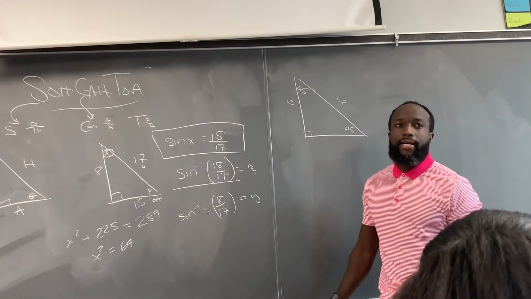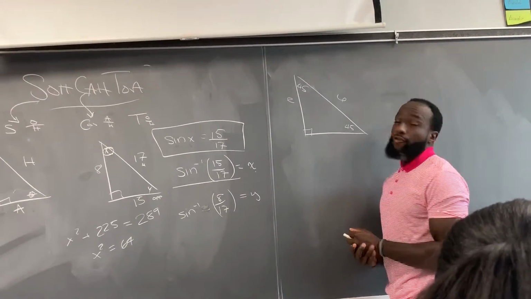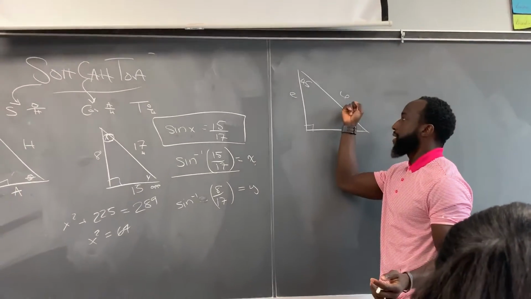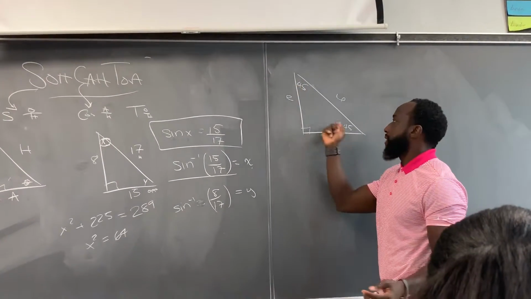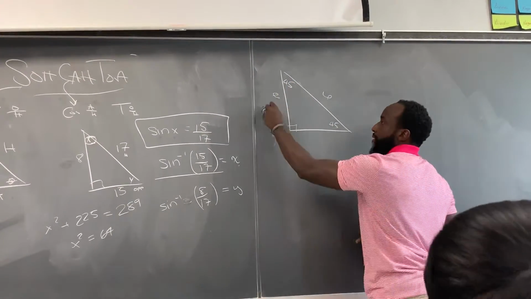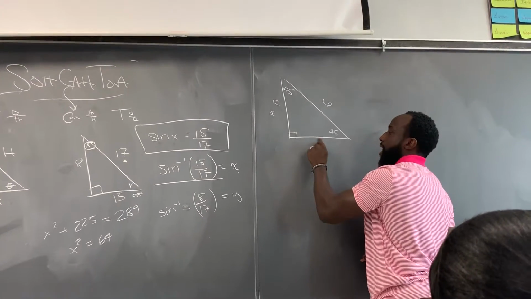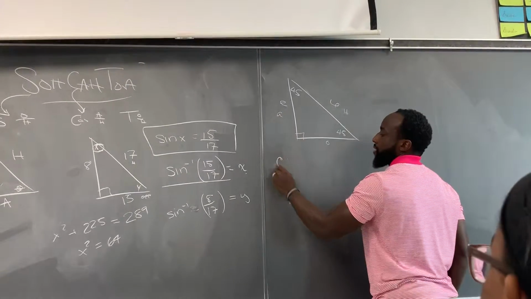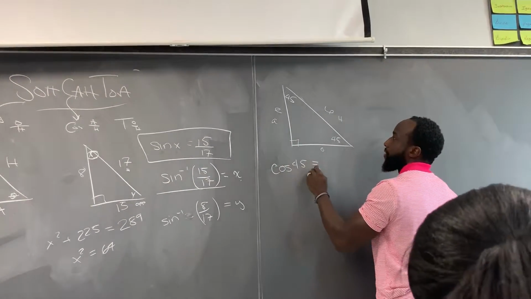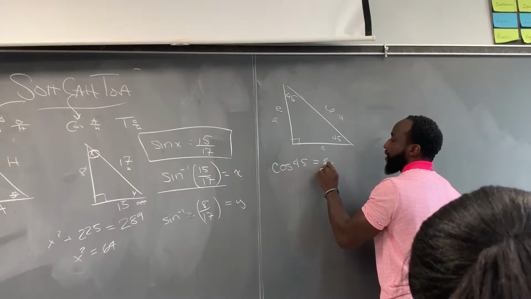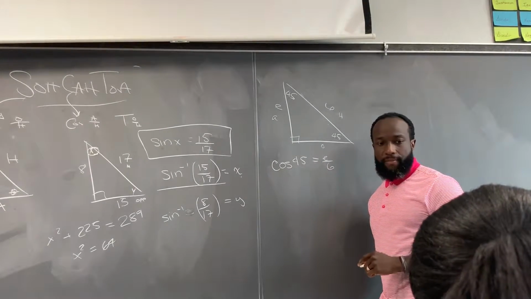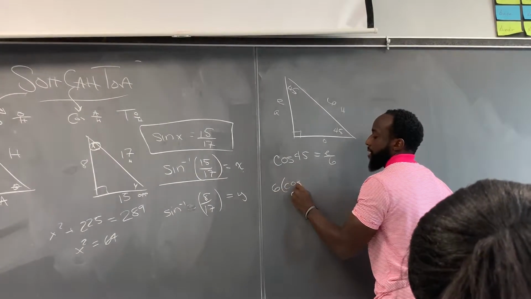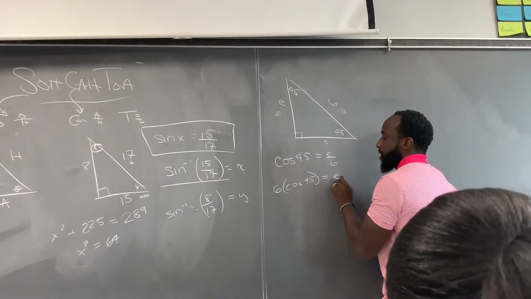There's 2 ways to do this, right? If you want to use sine, cosine, tangent, we can. We're trying to find this piece, and we have this. Based on this 45, we have adjacent, opposite, and hypotenuse. This would be adjacent over hypotenuse, which is cosine. So we can say cosine 45 equals adjacent E over hypotenuse 6. Then the measure of E would be 6 times the cosine of 45. That's E.